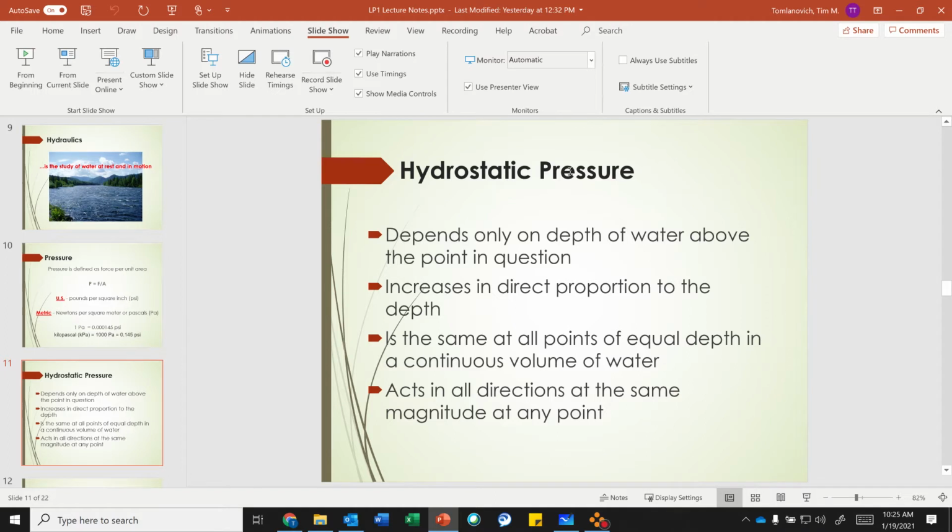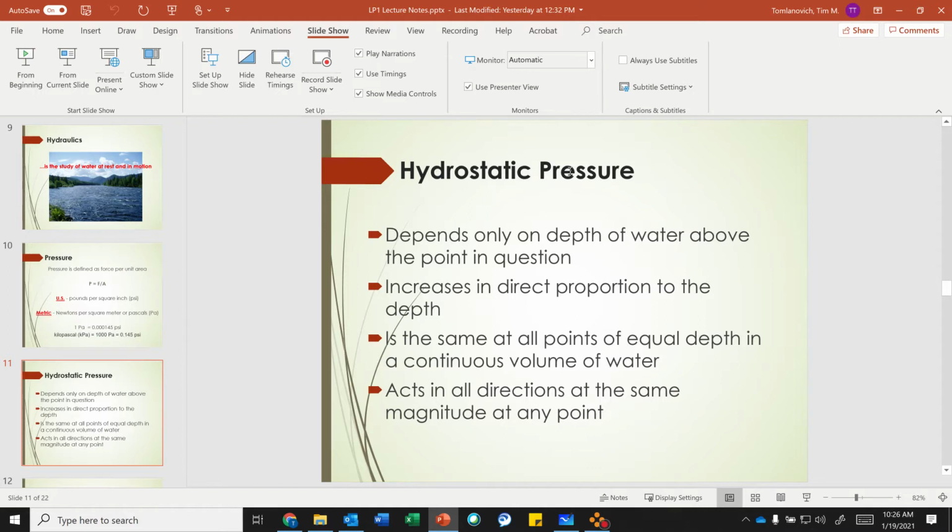So hydrostatic pressure depends only on the depth of water above the point in question. We've all been in a swimming pool, and the deeper you go, the more pressure you feel in your ears. Say you're on the bottom of a 10-foot pool, you're only feeling 10 feet of pressure. It does not matter if you walk horizontally on the bottom of the pool, that pressure stays the same no matter where you are in the pool, in the ocean, in the lake. If you're 10 feet below the water surface, that pressure is the same laterally, no matter where you are in the ocean. Does that make sense?